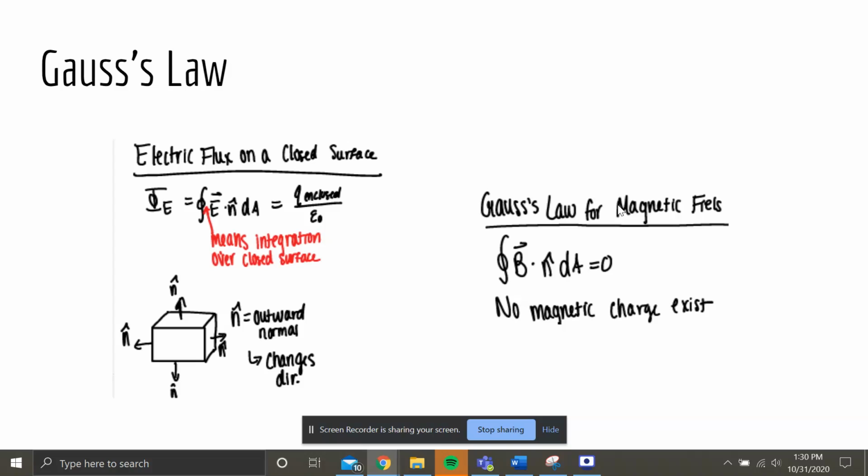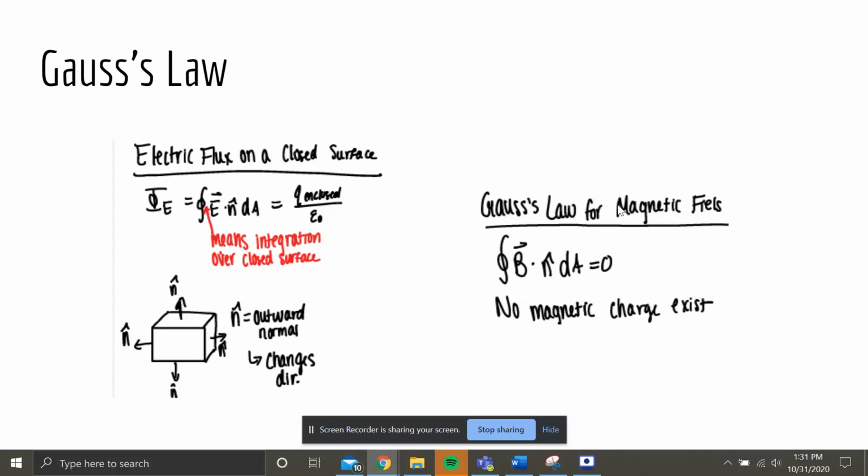Next, we talked about Gauss's law, both for electric flux and magnetic flux on a closed surface. And the electric flux on a closed surface differs from uniform electric flux because there's a circle on the integration sign, which means that we are integrating over a closed surface. And a closed surface just means that there is a volume inside of this shape that is separate from the outside.